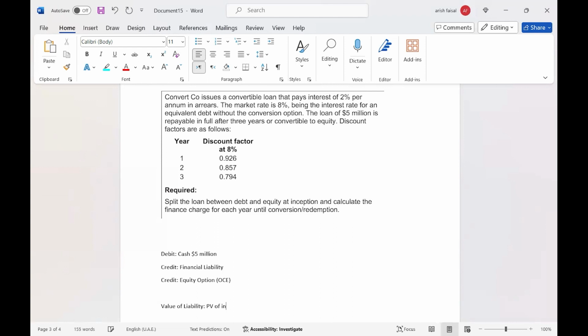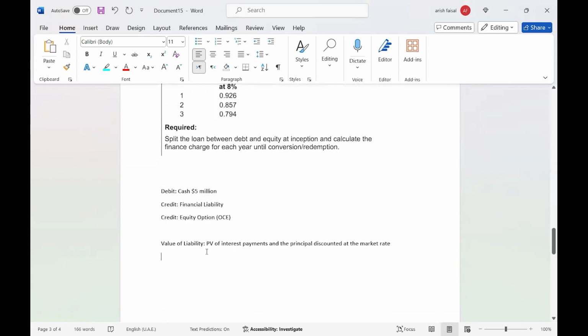So to figure out the value of liability, that's the formula. You have to take the present value of the interest payments and the principal, discounted at the market rate, right? So now, if you look at this, this is what I need to explain to you. This is what you need to keep in your mind.